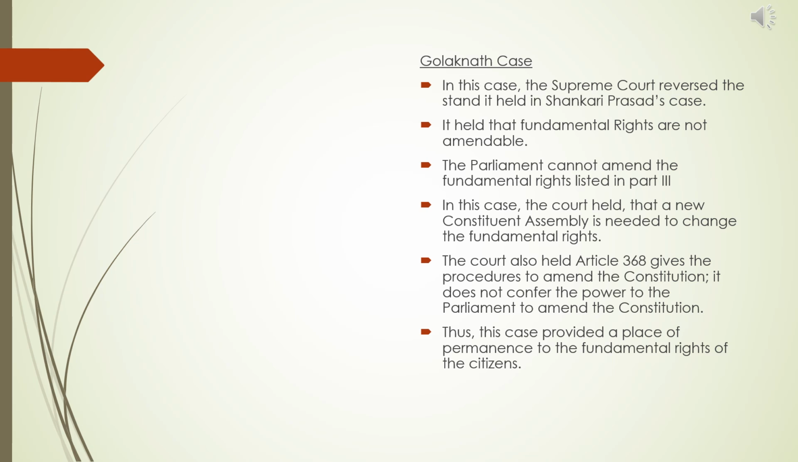But in the present case, it clearly declared that the Parliament cannot amend fundamental rights. And it suggested that only a new Constituent Assembly can amend the fundamental rights. According to the Supreme Court, Article 368 talks only about the procedures to follow while amending the Constitution, and it does not confer any power on the Parliament to amend the Constitution. And what was the end result? Yes, after this judgment, the citizens had a strong feeling that the fundamental rights guaranteed to them under Part 3 of the Constitution are permanent.